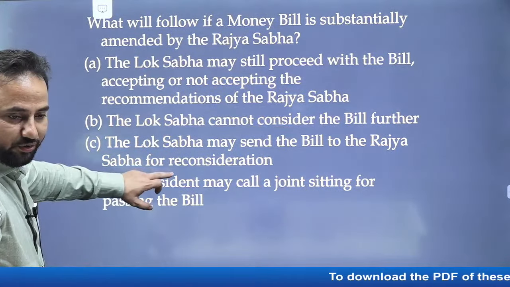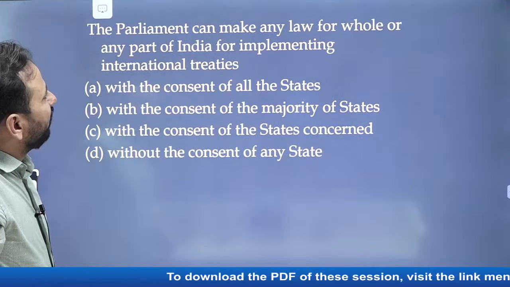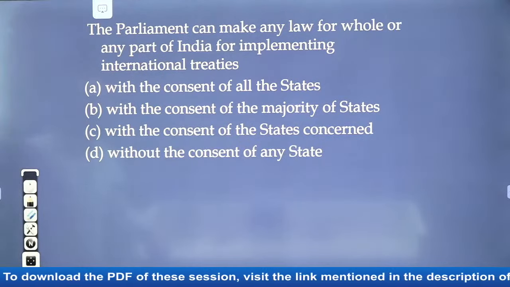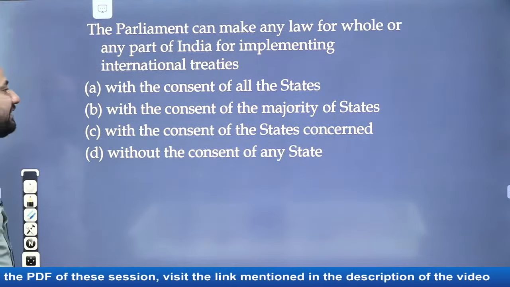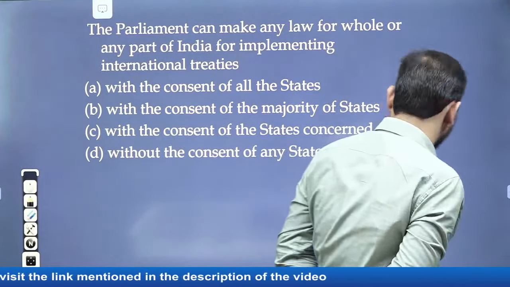Let's move forward to the next question. The Parliament can make any law for the whole or any part of India for implementing international treaties: with the consent of all the states, with the consent of the majority of states, with the consent of the states concerned, or without the consent of any state.